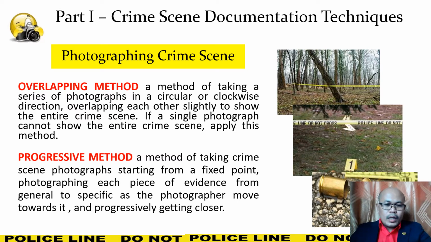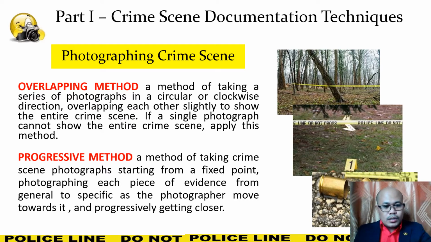One of the most important tools in documenting the crime scene is photography, and by photographing the crime scene, we can do the overlapping and the progressive methods. In the overlapping method, we take a series of shots or photographs in a circular or clockwise manner, where our shots overlap from the first, second, and up to the next series of shots while taking up the entire area of the crime scene. That is how to do the overlapping method.